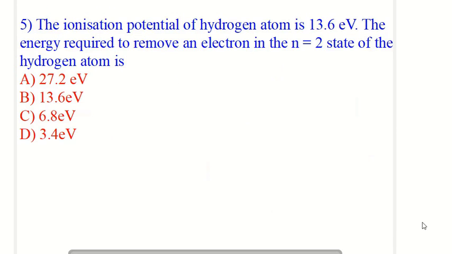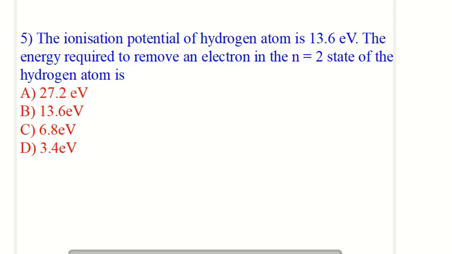Next we come to question number 5. The ionization potential of hydrogen atom is 13.6 electron volt. The energy required to remove an electron in the n equal to 2 state of the hydrogen atom is, so ionization potential means the amount of energy required to remove the electron from the first shell itself. 13.6 is required. Now for E2, for the case of hydrogen atom, the energy possessed is minus 13.6 divided by 4.